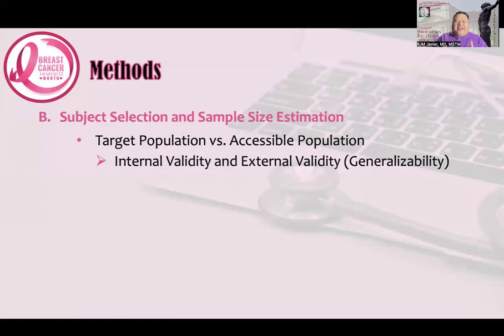Whatever finding you reveal or unearth from the accessible population, can you automatically say it is applicable to all members of the target population? That is your external validity, the generalizability of your data. So sometimes you can have data that are internally valid, but not automatically externally valid. Internal validity is a requirement for us to have external validity or generalizability.